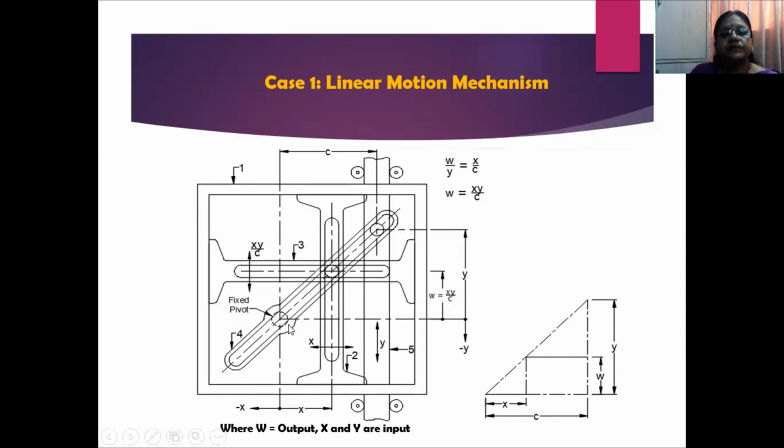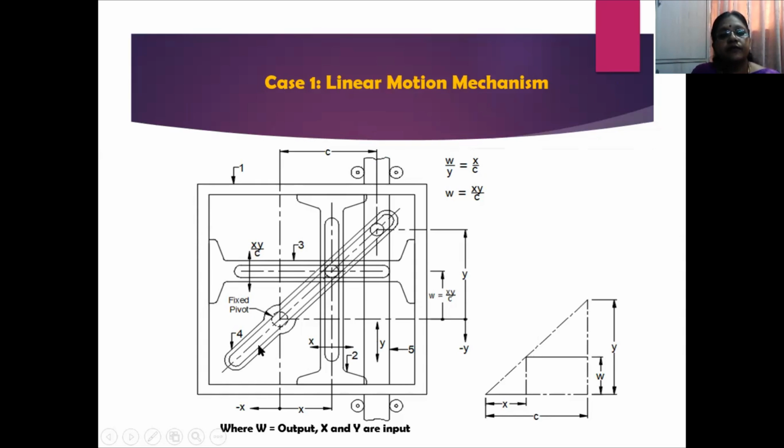It's again a 5-bar kinematic chain. You can notice this here. Link 1 is a frame, a fixed frame. Then link 2 is this vertical link, and it can have an x direction motion. Then you have link 3 here, which has a y direction motion. It can move top to bottom in the y direction.